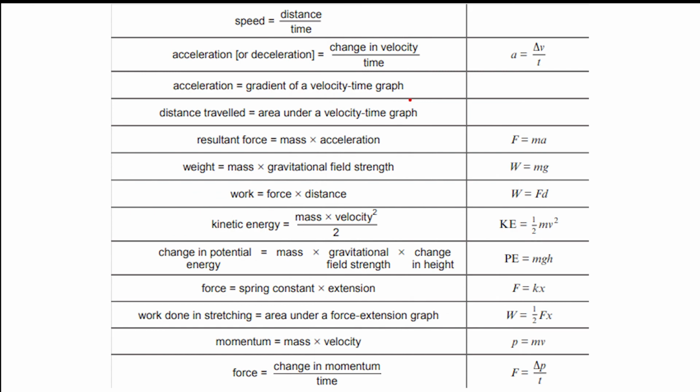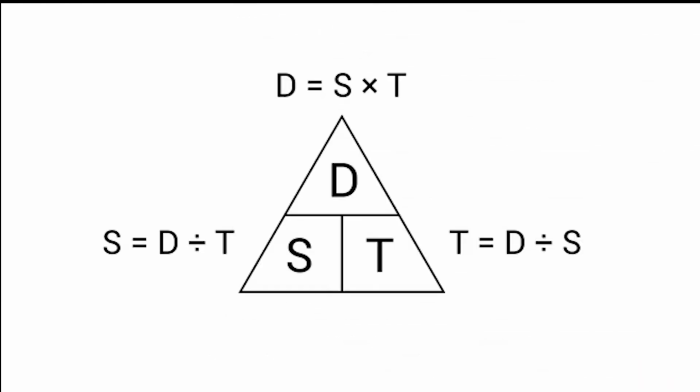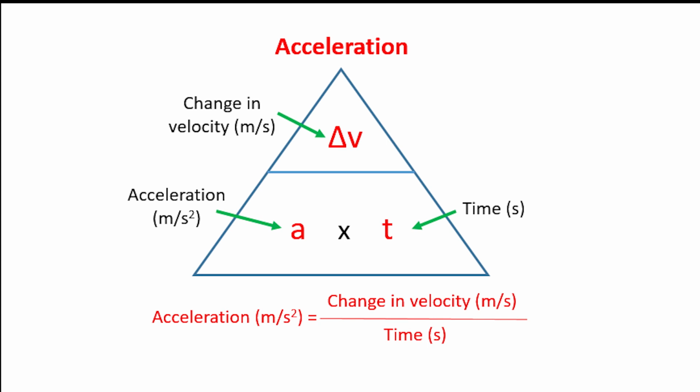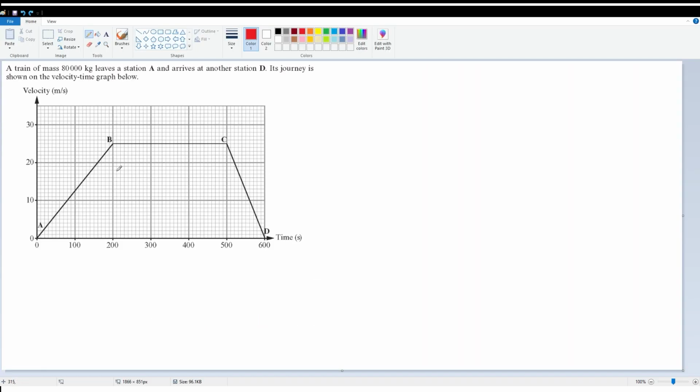Here is an equation sheet with all the equations you need to know. Though you certainly don't need to memorize them all, it does help to have a general understanding of each of them. The equations for speed and the equations for acceleration are quite obvious, so I'll just begin by going over a velocity time graph. You're going to need to be able to find the acceleration and the distance travelled.